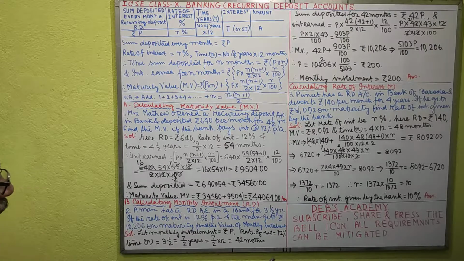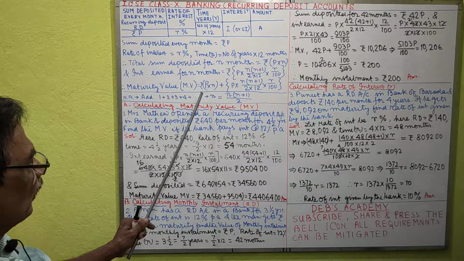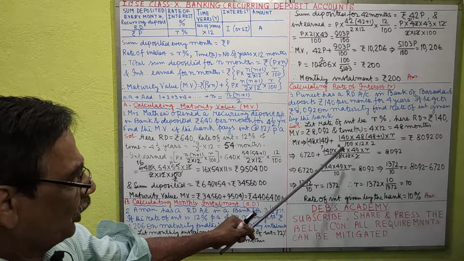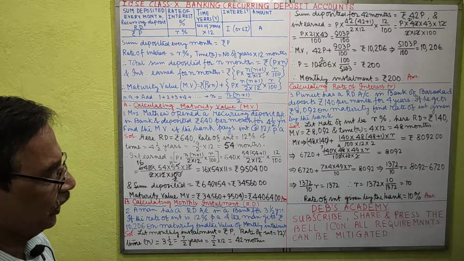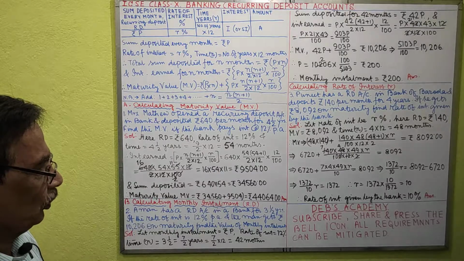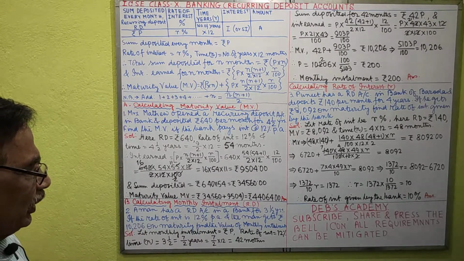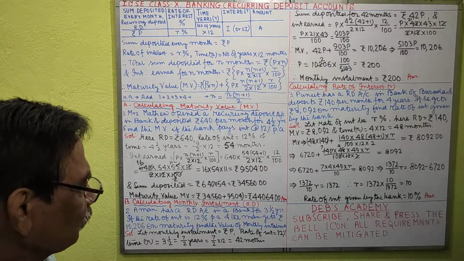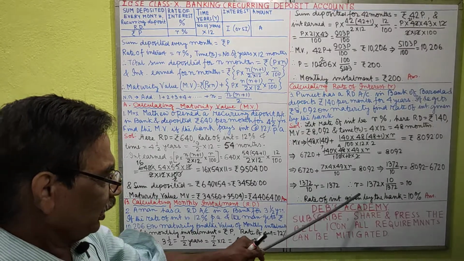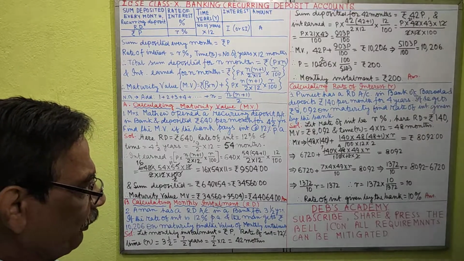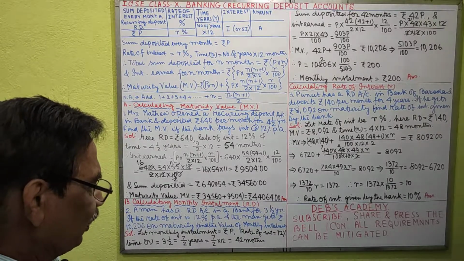Therefore MV equals, the formula is P into n into this part, which equals rupees 8,092. After calculating, we get R equal to 10. Therefore the rate of interest given by the bank is 10%.